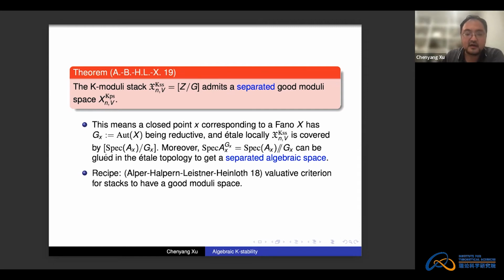So one key recipe was a general theory on when a good moduli space exists, by Halpern-Leistner and Alper. This theory basically is the analog of the Keel-Mori theorem for the Deligne-Mumford stack, but for the Artin stack. Of course, people applied the Keel-Mori theorem for many years to study the Deligne-Mumford stack. As I said, now many questions are about Artin stacks, and this is the corresponding result.